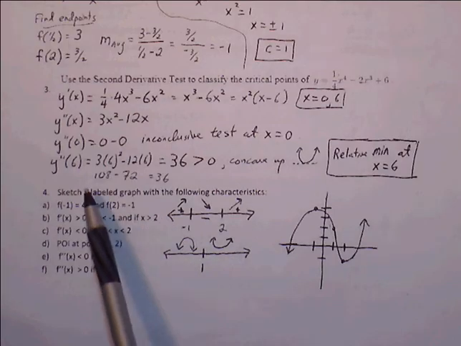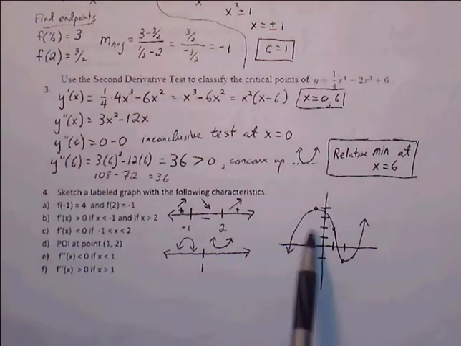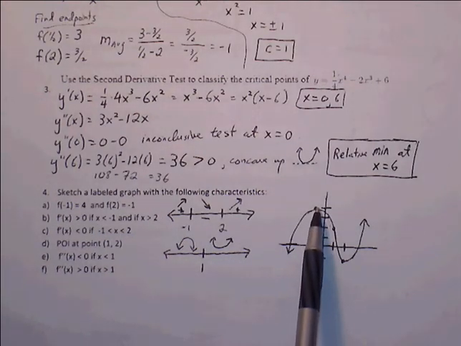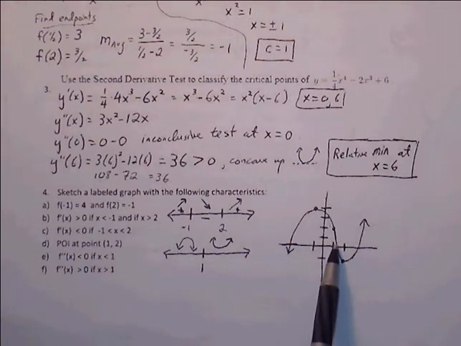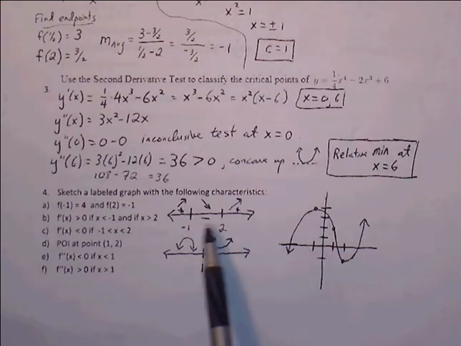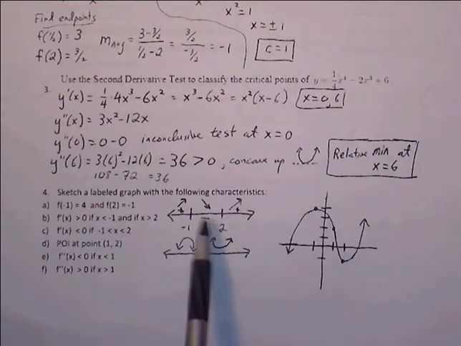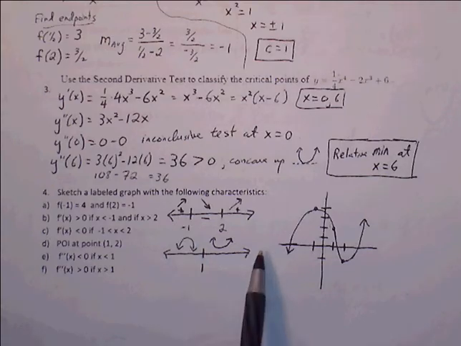So let's go ahead and plot all the ordered pairs first. So negative 1, 4 goes here. 2, negative 1 goes here. And then we have a POI being at 1, 2. Right? So now we're going to mold the graph to produce these characteristics.